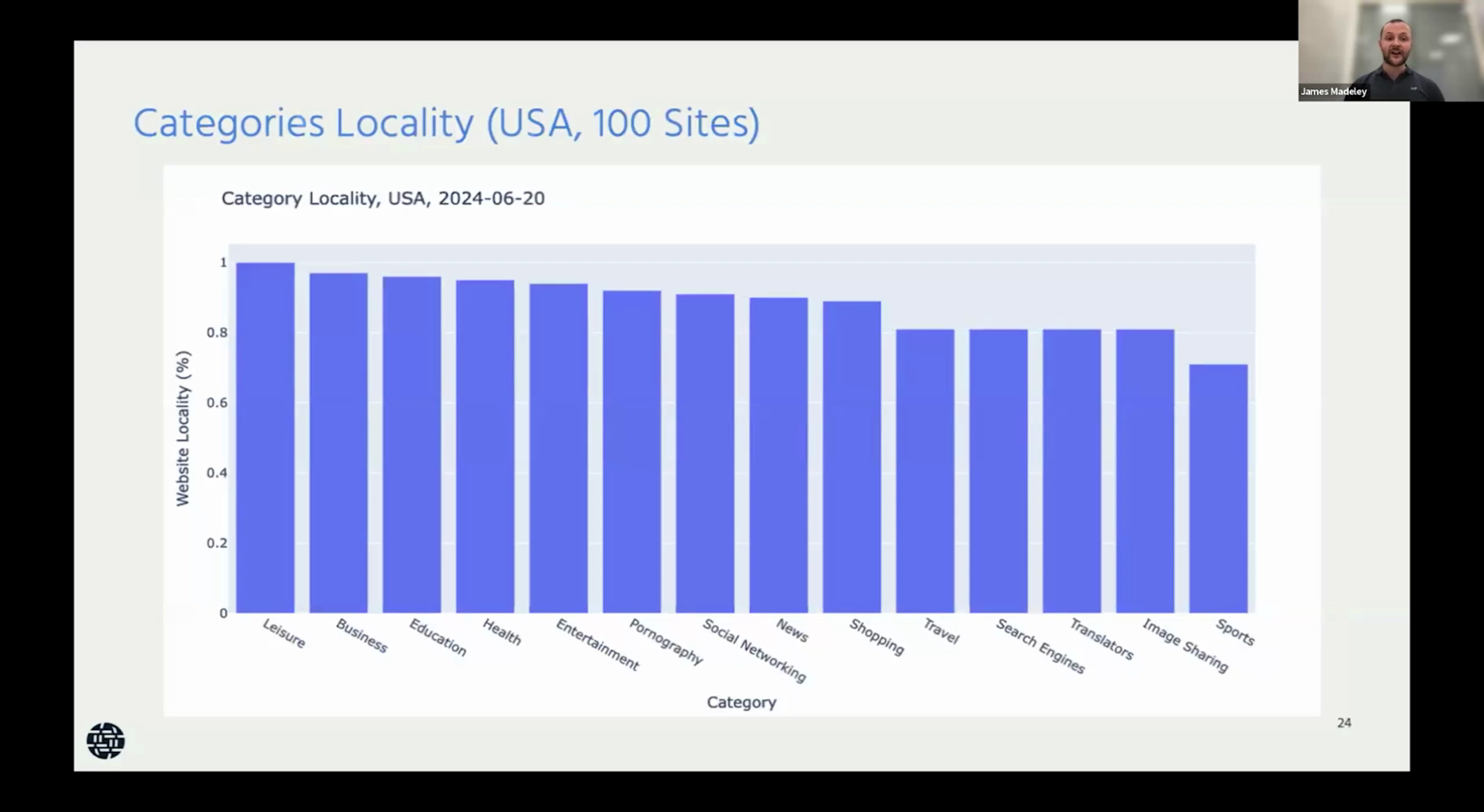Another thing that we can look at but haven't focused on greatly yet is which categories of websites are more local than others. This is just an idea of 100 websites that we tested, but we intend to scale this up, as Amrish mentioned, when we keep working on the projects in future.